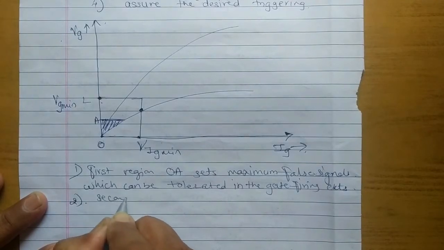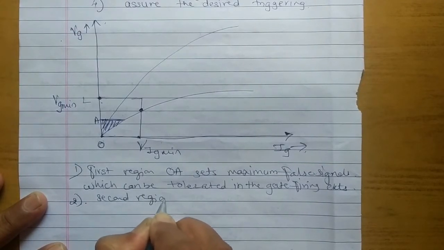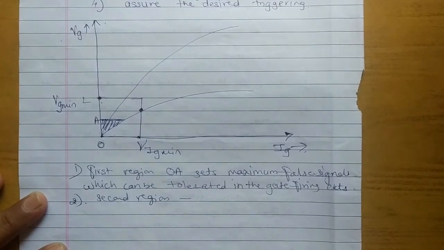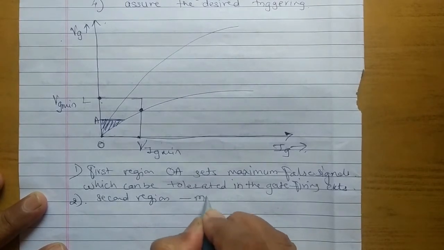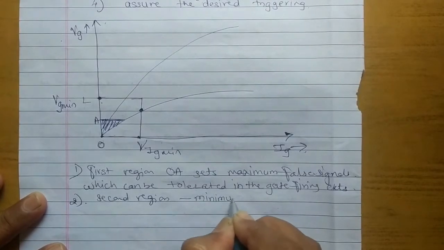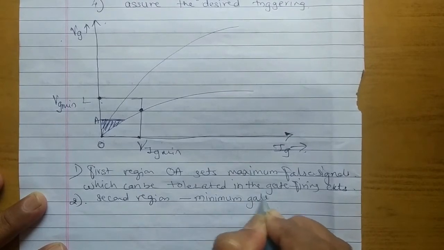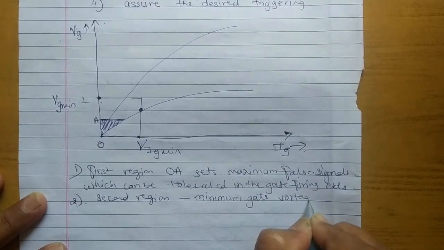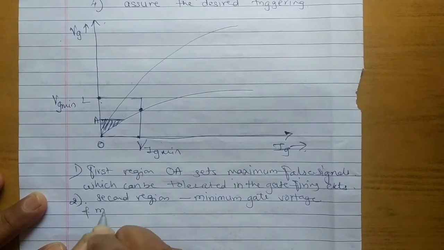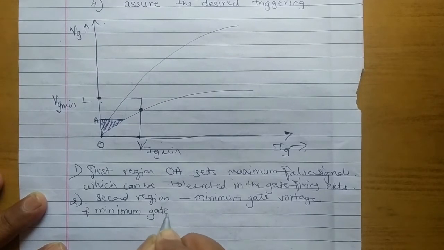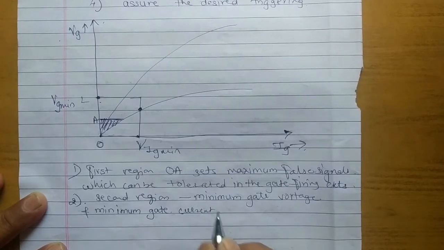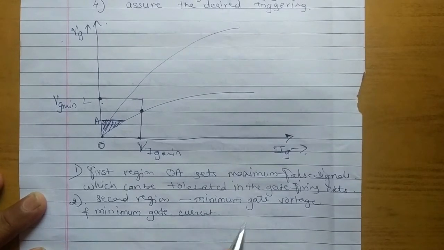The second region will decide the minimum gate voltage and minimum gate current limits.